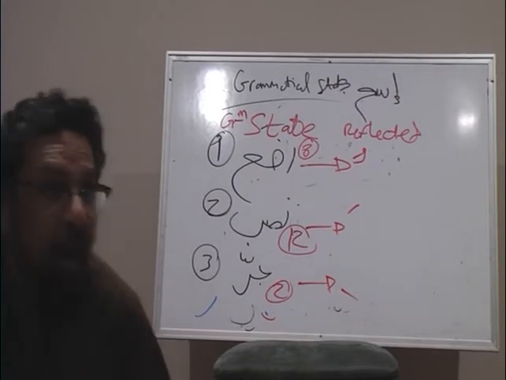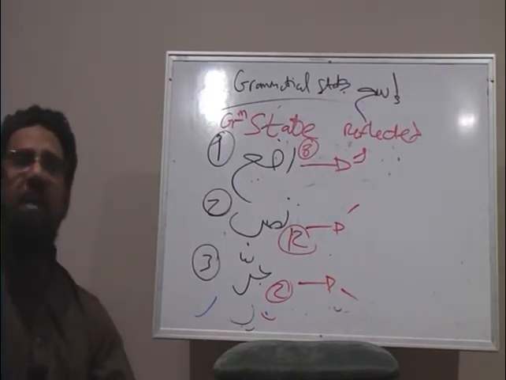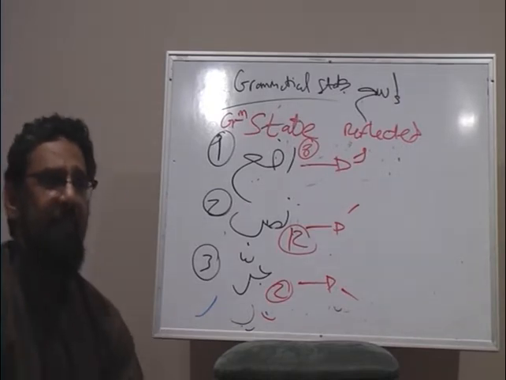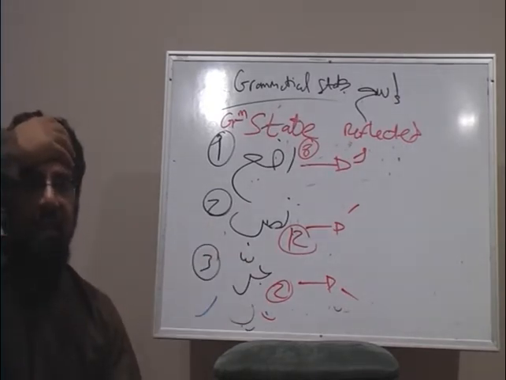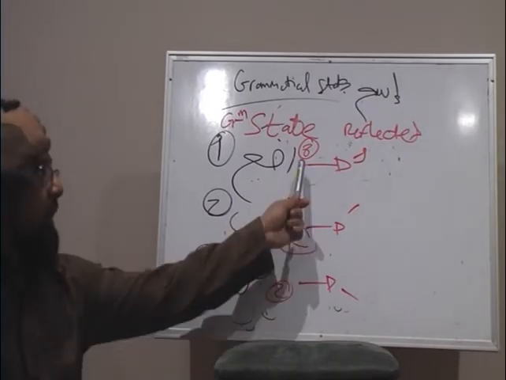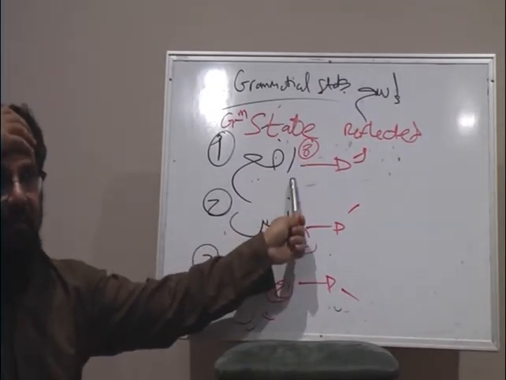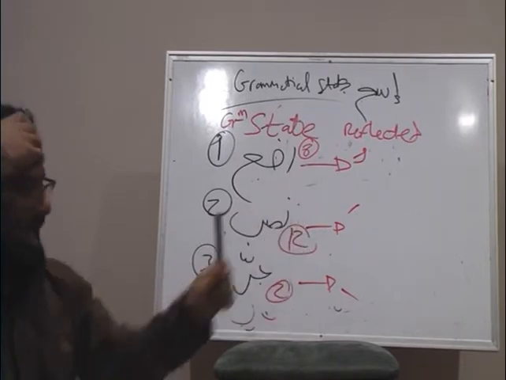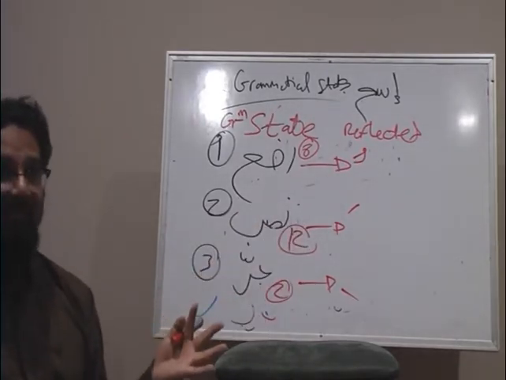Because where people get stuck, they think rafa can only mean subject, and nasab can only mean object. Yeah? They don't realize there's 11 other ways of using a nasab for an ism. They don't realize there's 7 other ways of using rafa besides subject and a verb. Okay? And they don't realize there's only 2 ways to be in jar.